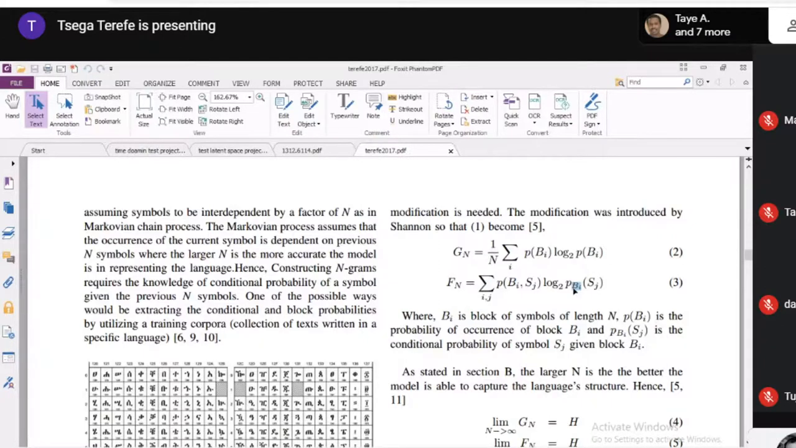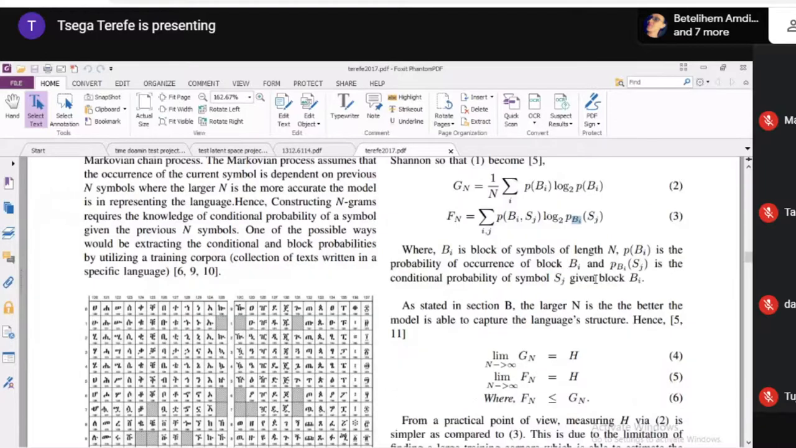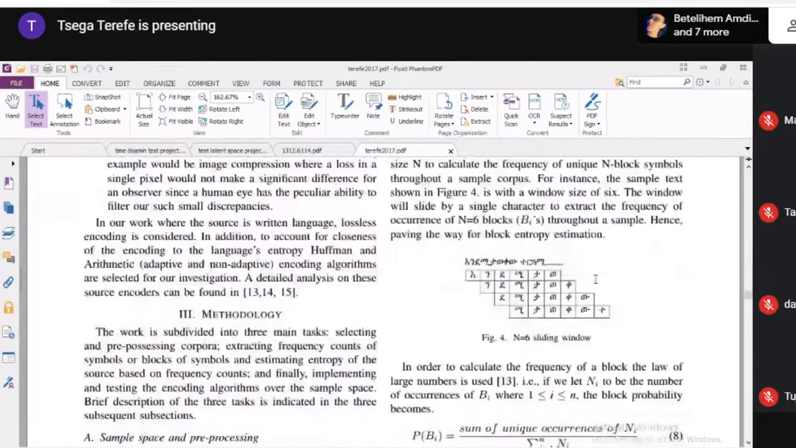This one assumes that blocks are independent instead of characters, and it measures the blocks. We call this entropy the block entropy of natural language. How to get this probability is a question of its own. What we used here as an example is a sliding window.